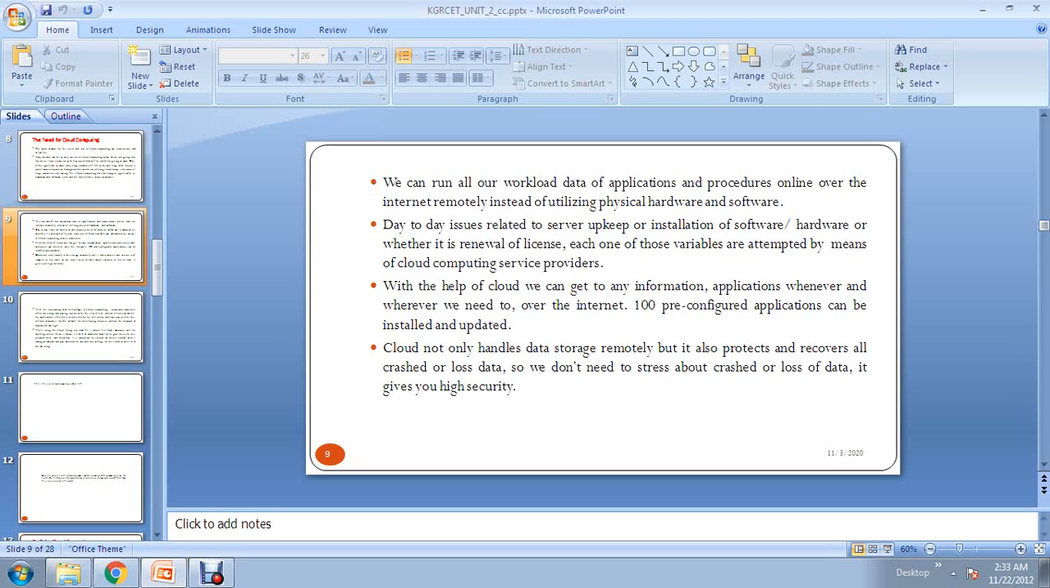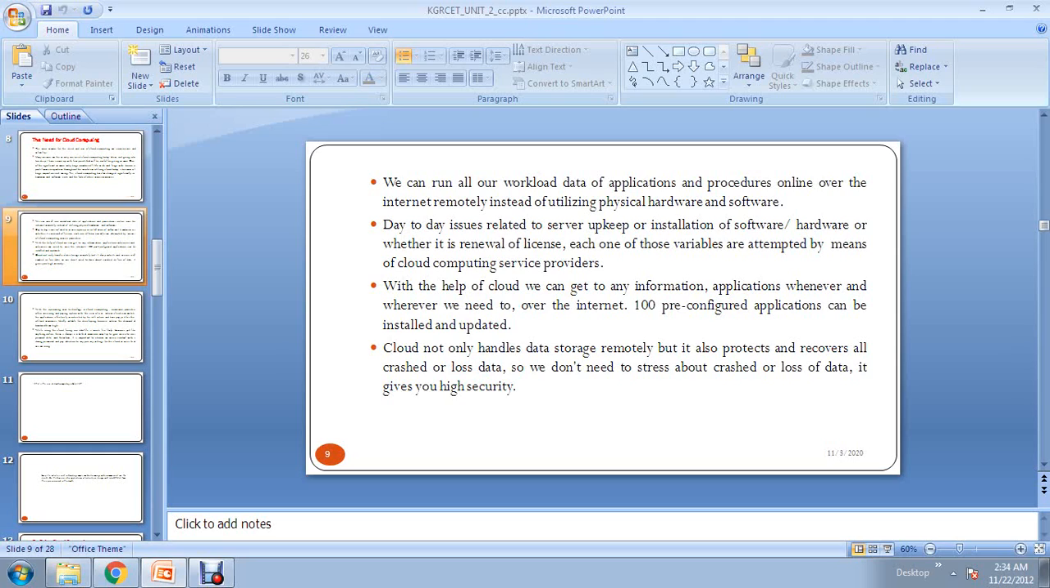These are sensitive data we have to retrieve by using the internet only. For example, physically, data once lost cannot be recovered. But in the virtualized environment, the data will be recovered automatically if we lose our information.